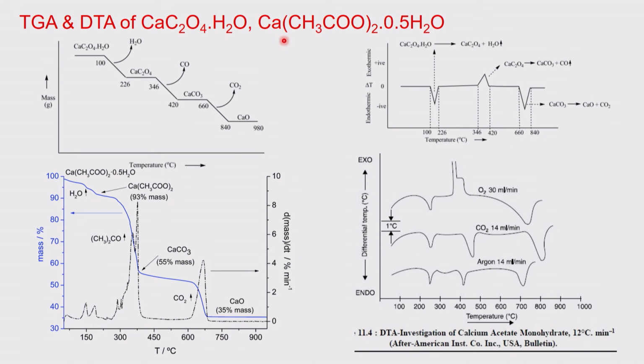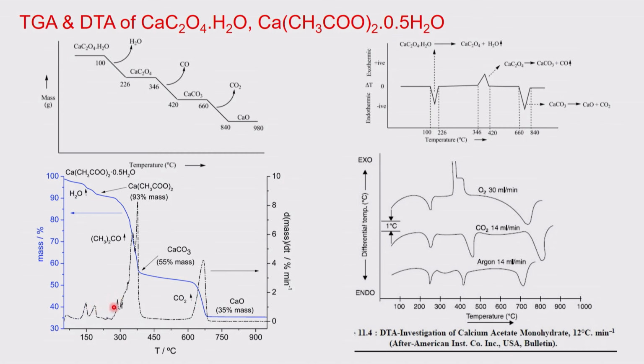Look at the other example, calcium acetate 0.5 H2O, and you can see this is the TG thermogram. There is a small bit of loss slowly within about 250, and then there is a sudden drop, and then another sudden drop. So you can see at this step the water is coming out, here acetone is coming out, which I already explained to you earlier in the previous class, and here CO2 is coming out.